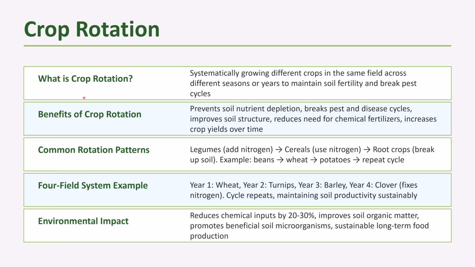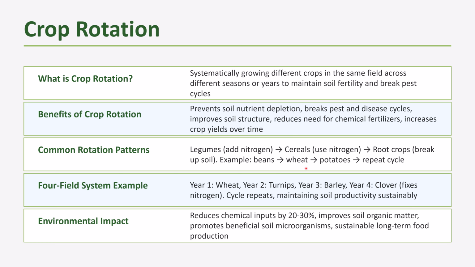Crop rotation. What is crop rotation? Systematically growing different crops in the same field across different regions, seasons, or years to maintain soil fertility and break pest cycles. What are the benefits of crop rotation? Prevents soil nutrient depletion, breaks pest and disease cycles, improves soil structure, reduces need for chemical fertilizers, increases crop yield over time.